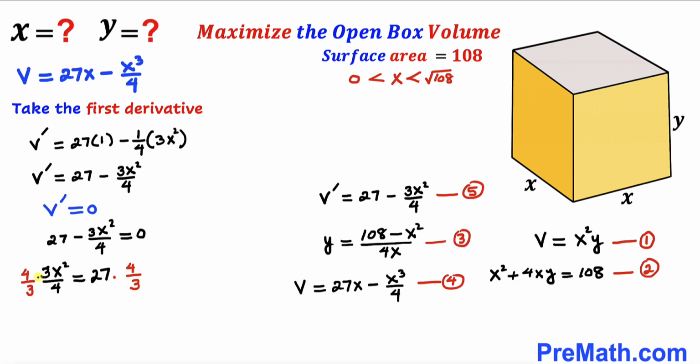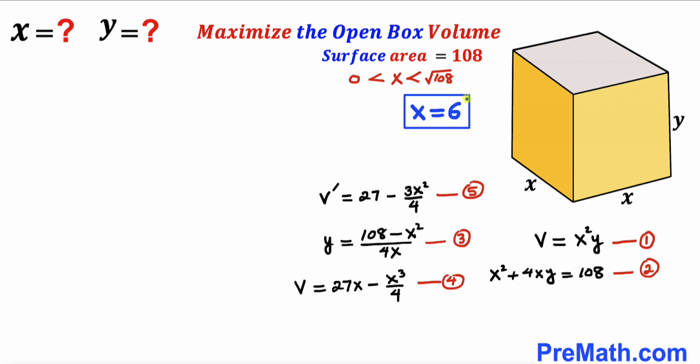And here we can see this cancels out. So x squared turns out to be equal to, if we simplify the right hand side, 36. And now we are going to undo this square by taking a square root on both sides. So our x value turns out to be equal to positive 6. We are going to ignore the negative value of x since x represents the side length. So thus we figured out our x value is 6.